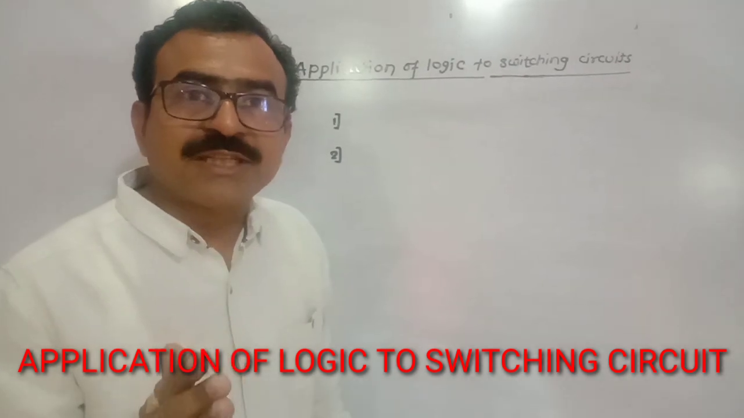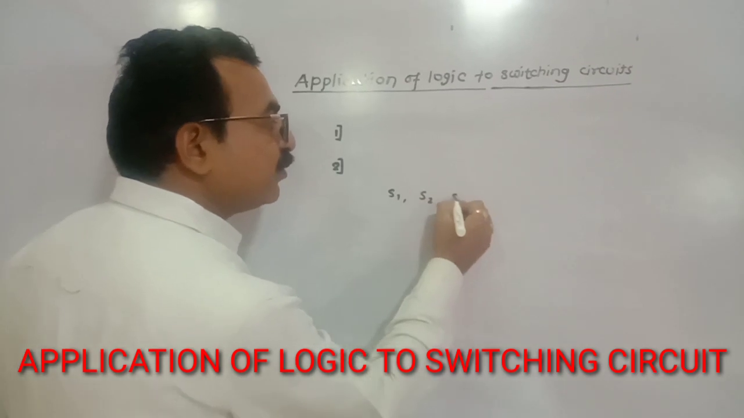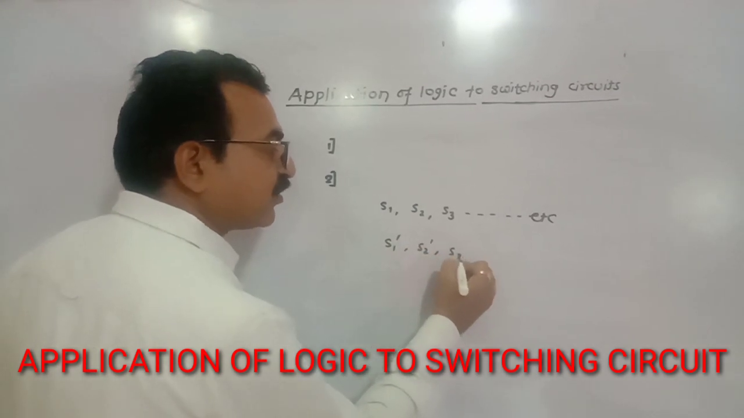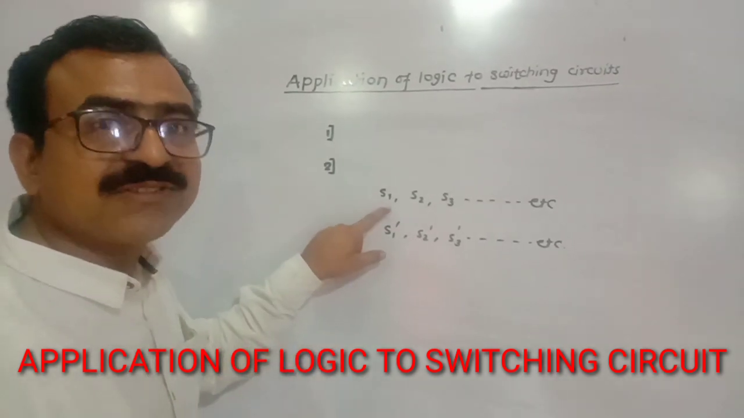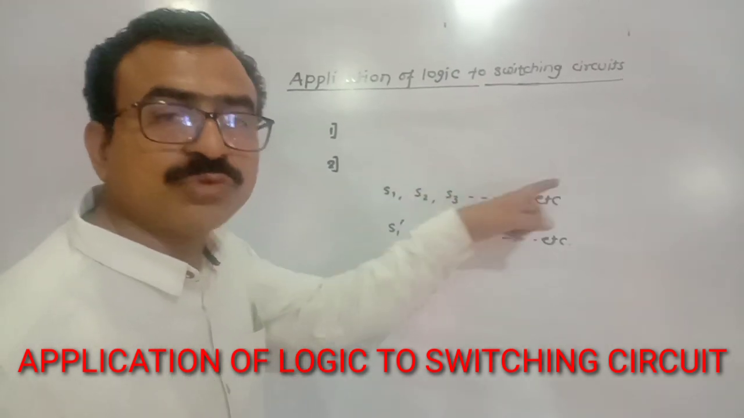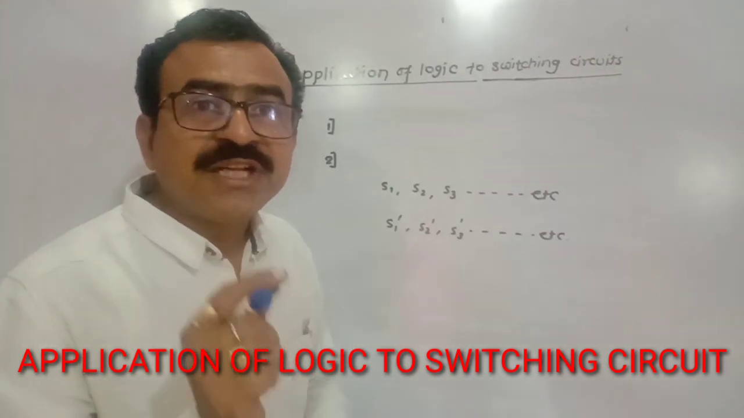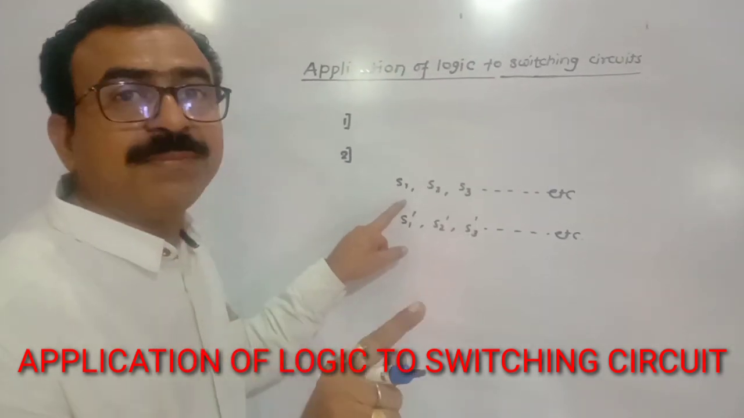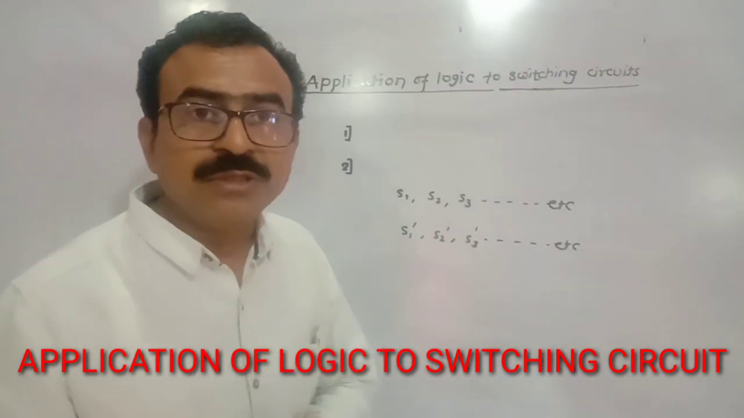So your second thing is, while discussing switching circuit, here we have used some symbols like S1, S2, S3, etc. Similarly, S1 dash, S2 dash, S3 dash, etc. S1 is read as first switch, S2 means second switch, S3 is read as third switch, and so on. Dash means complementary switches. So S1 dash means first complementary switch, S2 dash means second complementary switch, and so on. Understood?